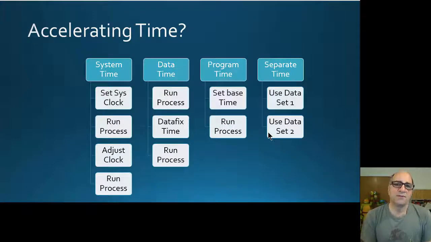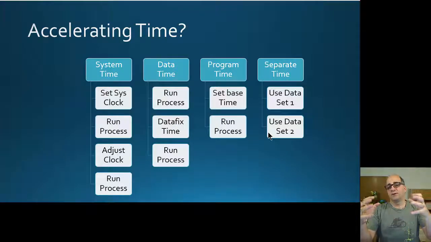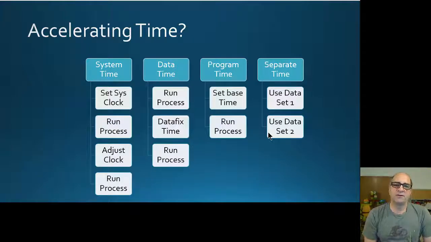So when we want to do cycle-based testing, what are we doing? If we want to take this month and turn it down into a week or a day for testing, what we really want to do is accelerate time, right? So what are the different ways we could adjust time? Well, we could adjust the system time. We can adjust the time of the data in the database.